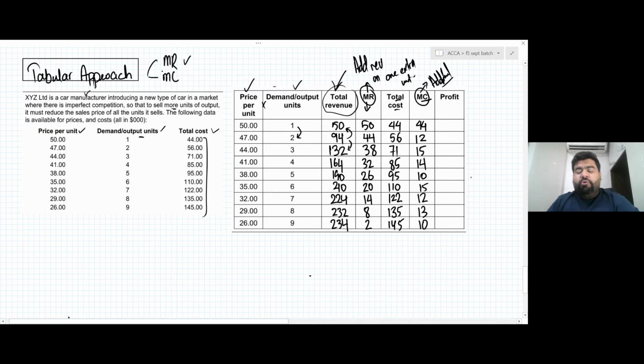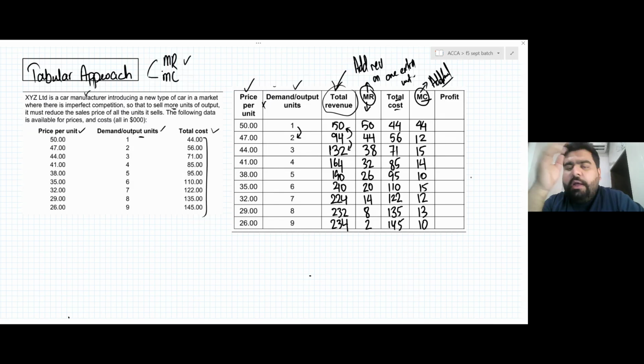So if you see, you have calculated the marginal revenue and marginal cost in the same way. For total revenue, just take the total revenue and see the additional revenue earned on the next unit. That additional revenue will be marginal revenue. And for the marginal cost, if you see the total cost, just take the difference between the current cost minus the old, previous unit cost. You will calculate marginal cost.